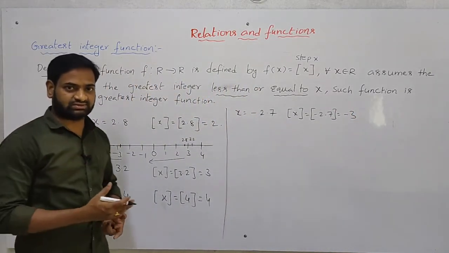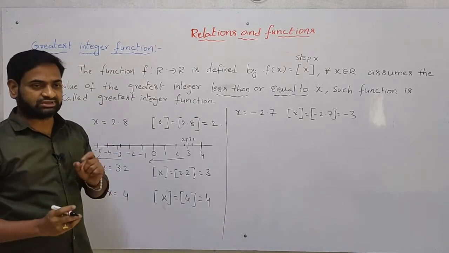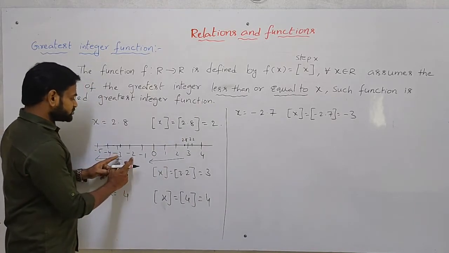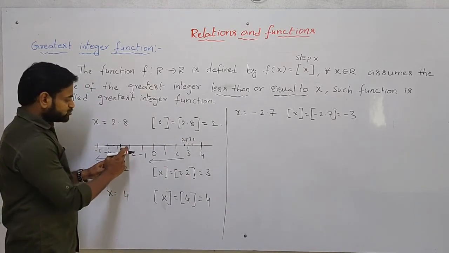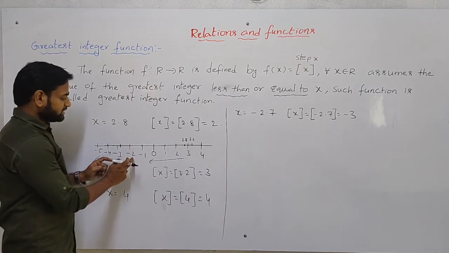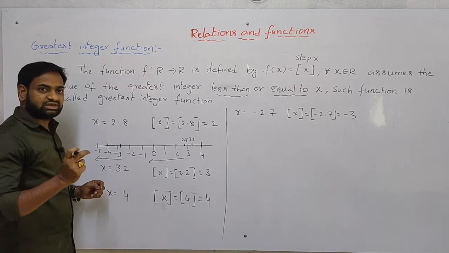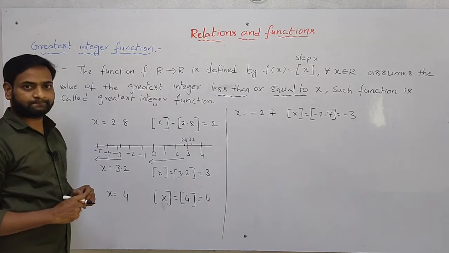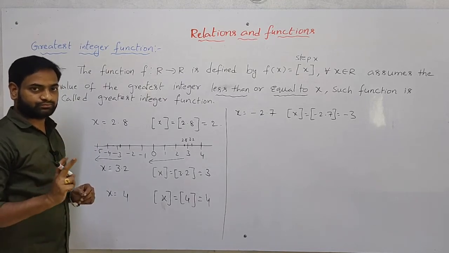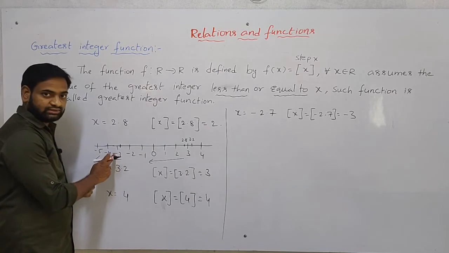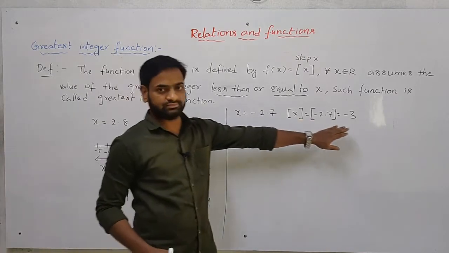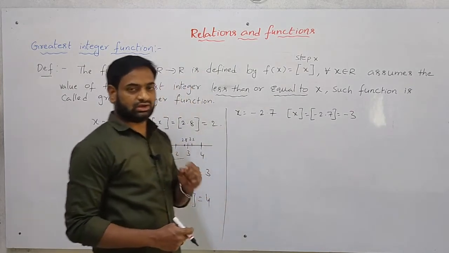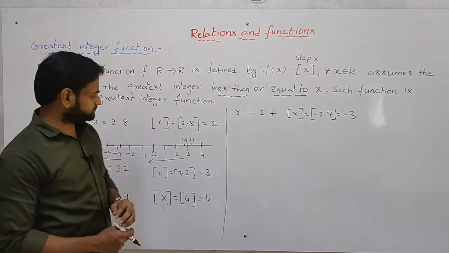Otherwise, the second method. That was the first method. Second method is that minus 2.7 lies between minus 2 and minus 3. In the minus 2, minus 3, what is the least value? Take that one. So least value is minus 3, not minus 2. So answer is minus 3. In that way also you can find. Two methods are there, you can follow any method.